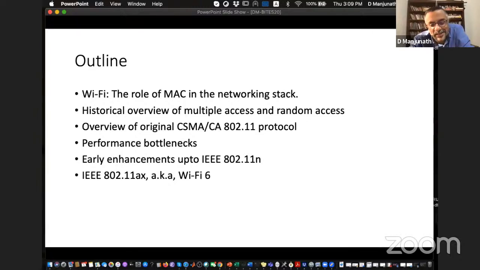Based on this, people have started giving backward names, in the sense that after these standards had gotten some names, now they are being retroactively called 802.11, Wi-Fi 5, Wi-Fi 4, and so on.